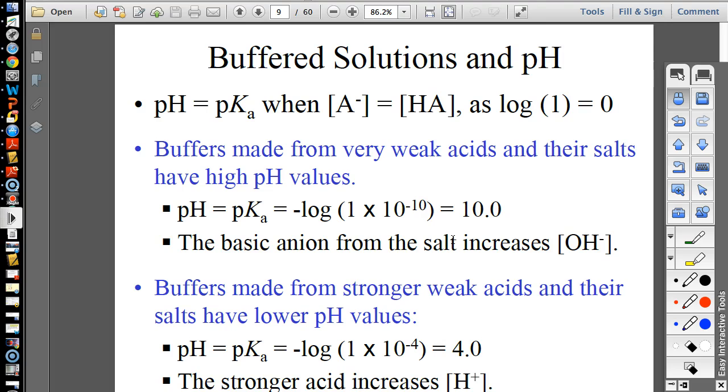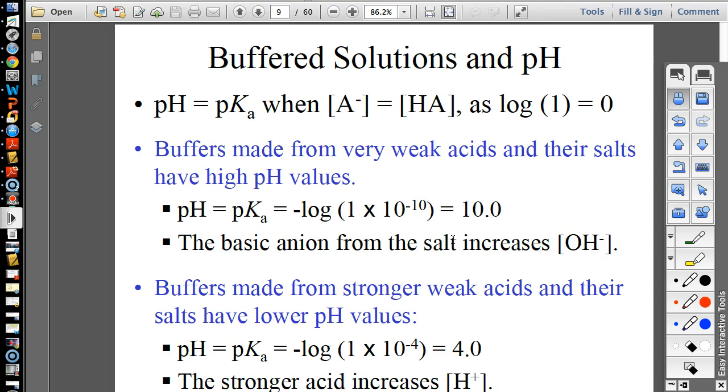So let's use our mental math powers. This is where you're going to have to go when taking the AP exam. If the pKa of an acid is 1 times 10 to the negative 10, then pH is the negative log of that. So my buffer pH is going to be around 10. And y'all saw this because acetic acid was a weak acid and our equivalence point was like 8.6.